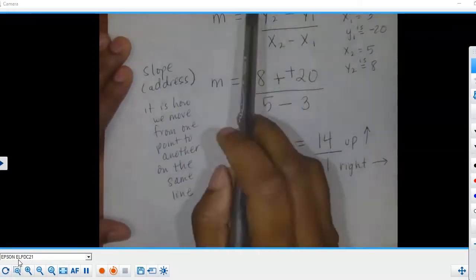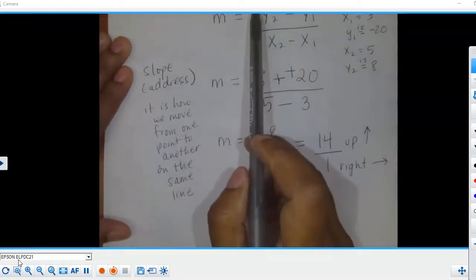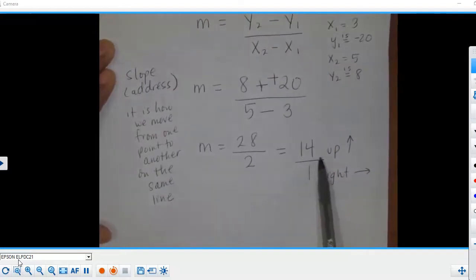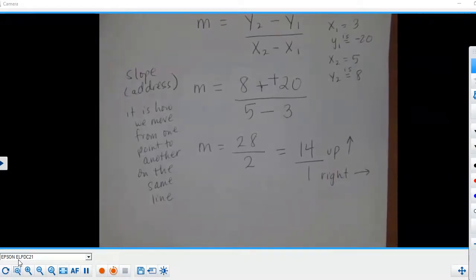So again, if I'm at that one point, how do I get from here to there? Well, the answer is I move 14 up, 1 to the right. And then I do it again, 14 up, 1 to the right, and I keep going because that line is infinite. All right, let's do another one, and I'm gonna move a little bit quicker.